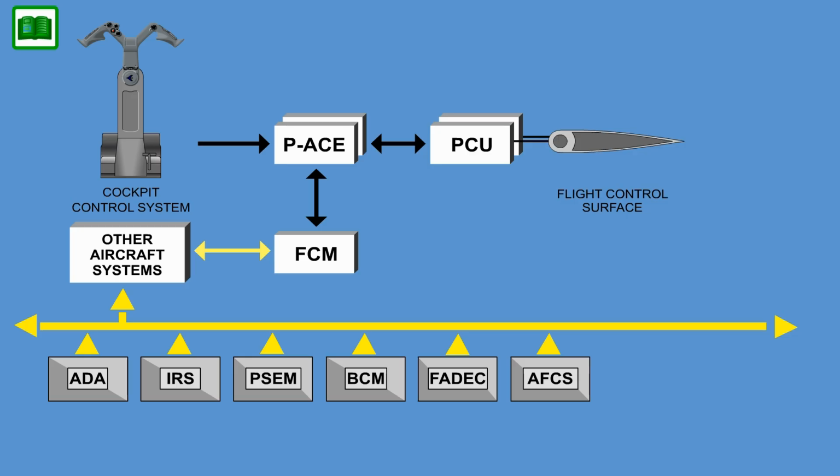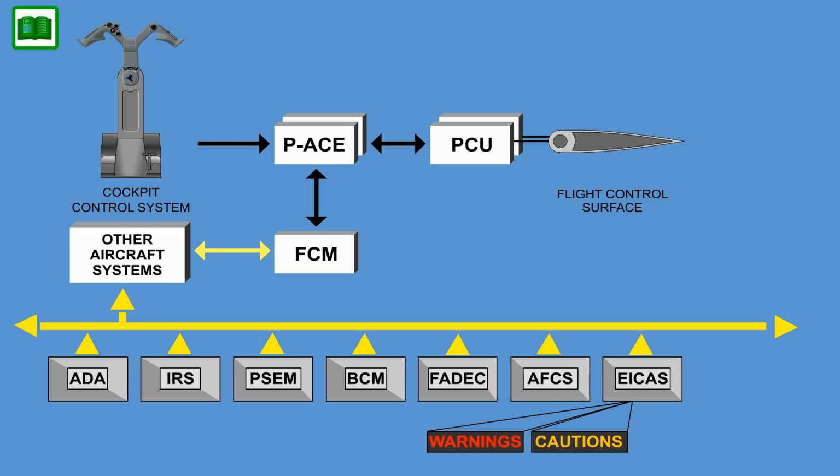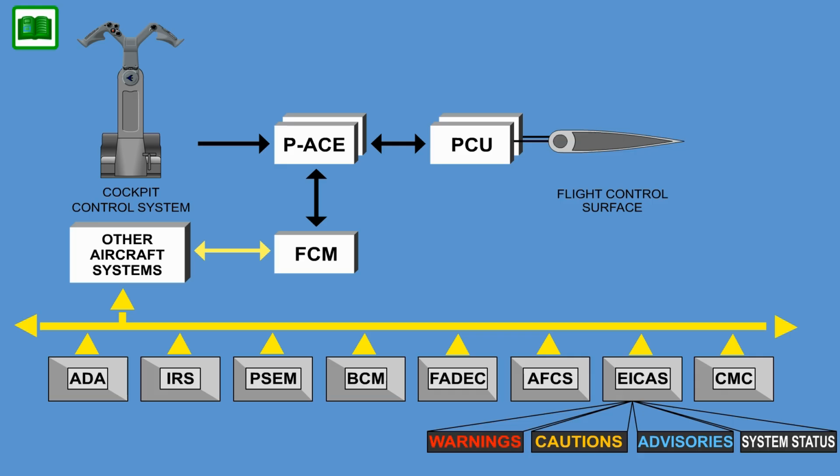Data is also shared on the Avionics Standard Communication Bus for the ICUS to display warnings, cautions, advisory messages, and system status, and provided to the central maintenance computer for system diagnostics.